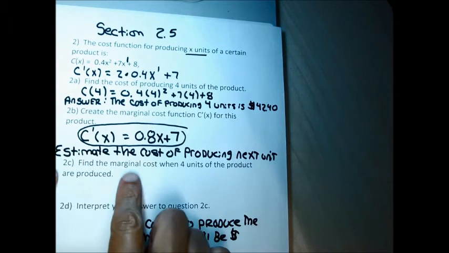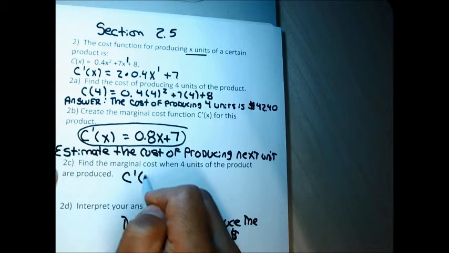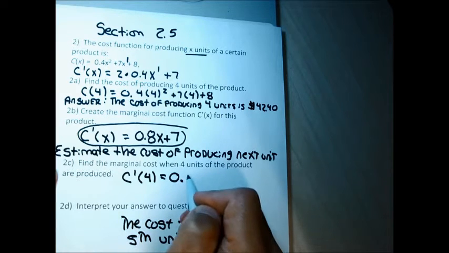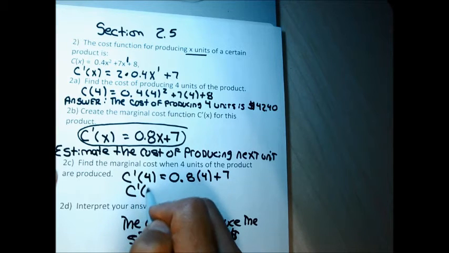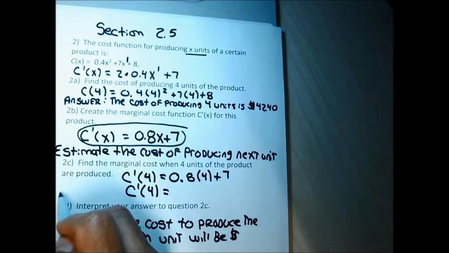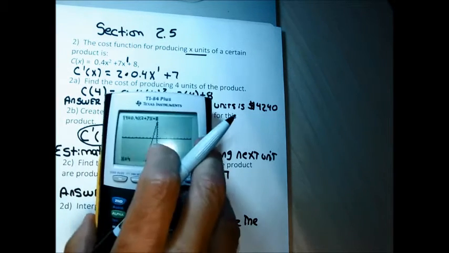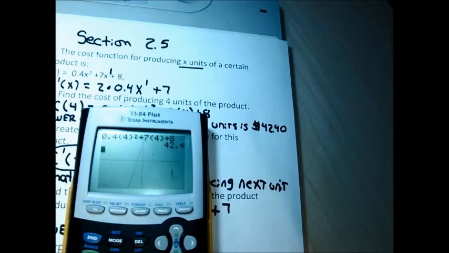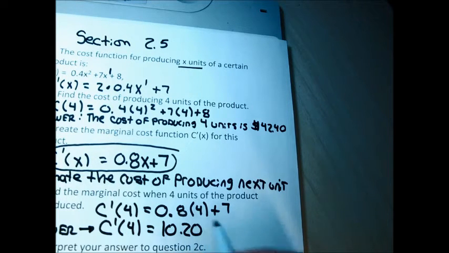So to do part C, find the marginal cost when 4 units are produced, I'm going to use the marginal cost function and plug 4 in for x. So I'm going to get C prime of 4 equals, and this is going to be my answer to part C. So I'm going to go second quit, 0.8 times 4 plus 7. I'll get $10.20. And I probably could put a dollar sign there because it's money.